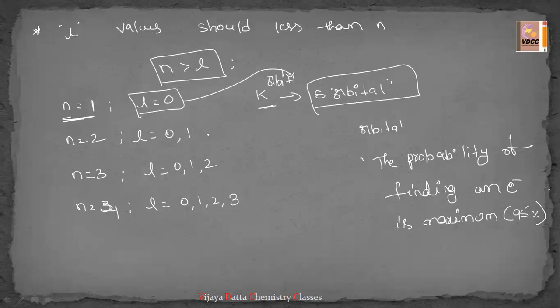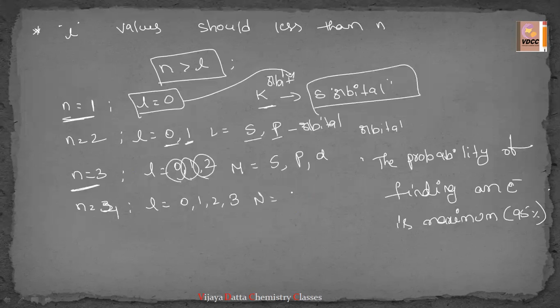When n equals 2, then it comes to the L shell, where L equals 0 means s orbital, L equals 1 means p orbital. In the L shell, s and p orbitals will be present. Whereas for n equals 3, L values are 0, 1, 2. When n equals 3, that is the M shell. The M shell can have s orbital, p orbital, d orbital. And the N shell can have s, p, d, f.